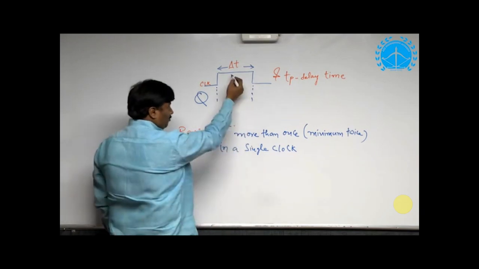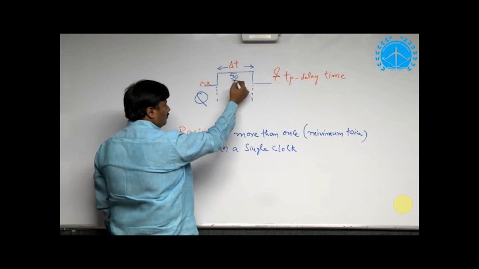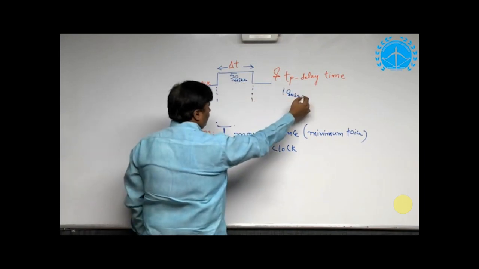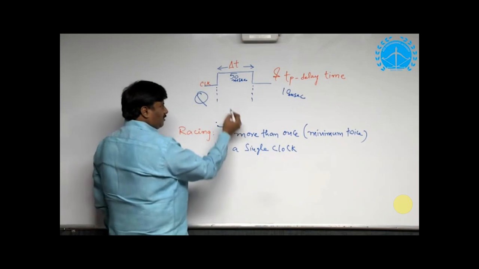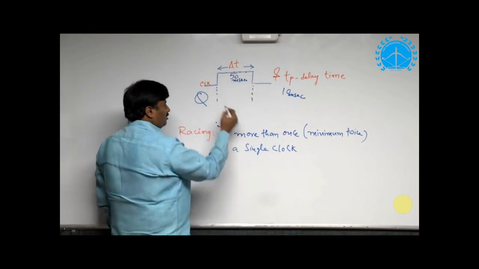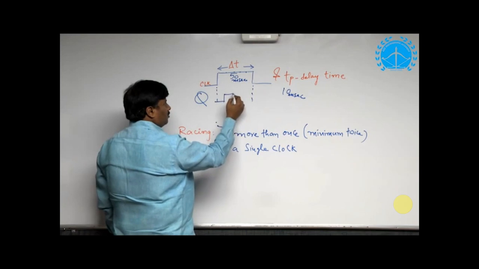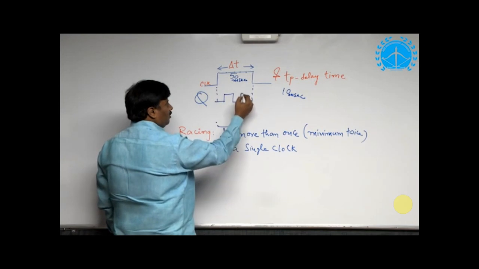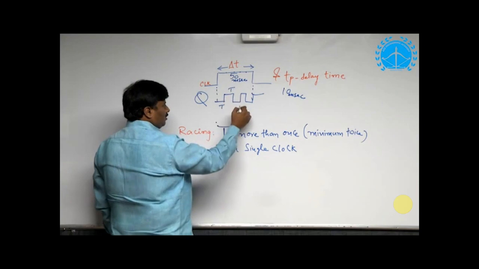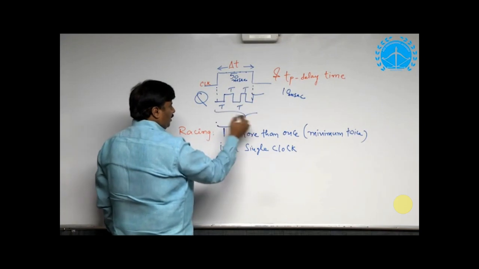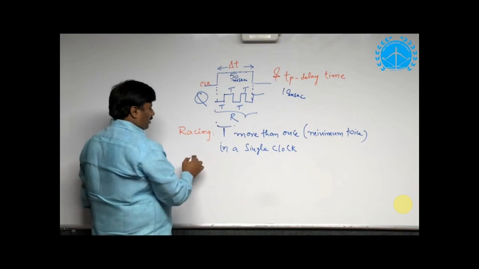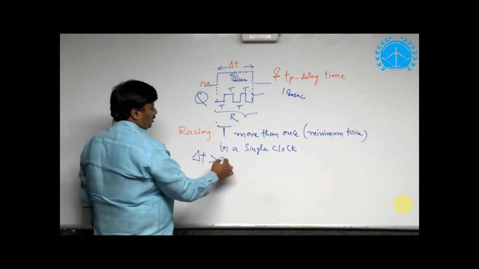If I take an example of delta T as 50 milliseconds, drawing TP as 10 milliseconds, if I draw the response after every 10 milliseconds: 10, 20, 30, 40, 50. So after 10 milliseconds toggle, after 20 toggle, after 30 toggle, after 40 toggle, after 50 toggle. So this is called racing: toggling more than once in a single clock. In the given example, it will occur when delta T exceeds 20 milliseconds.